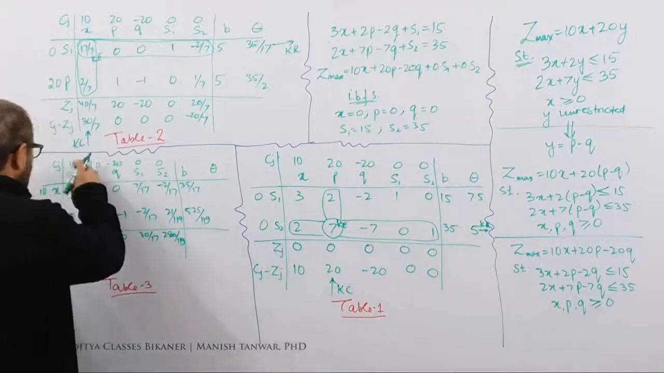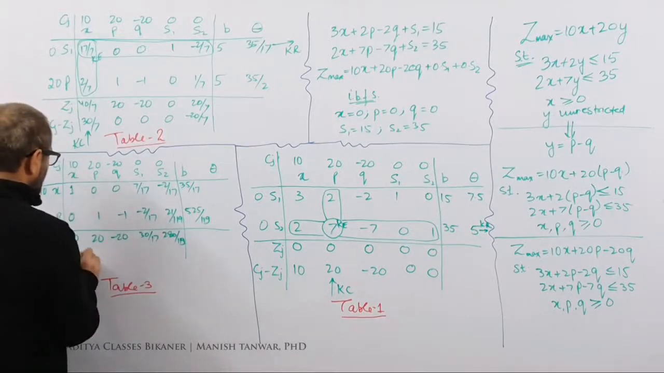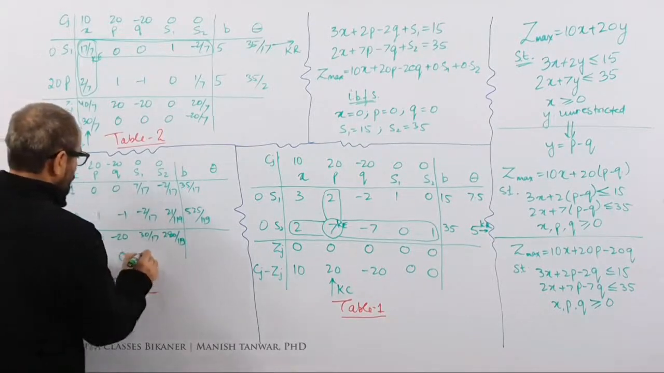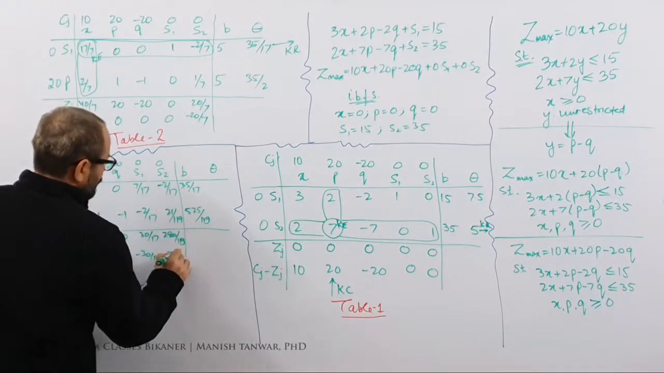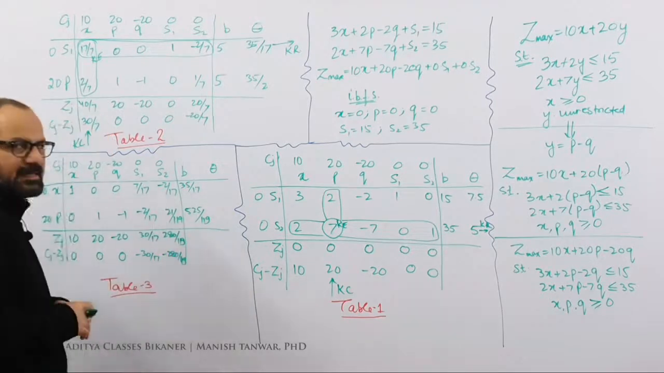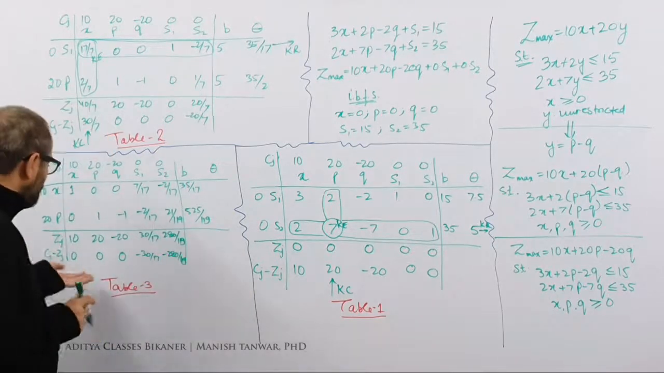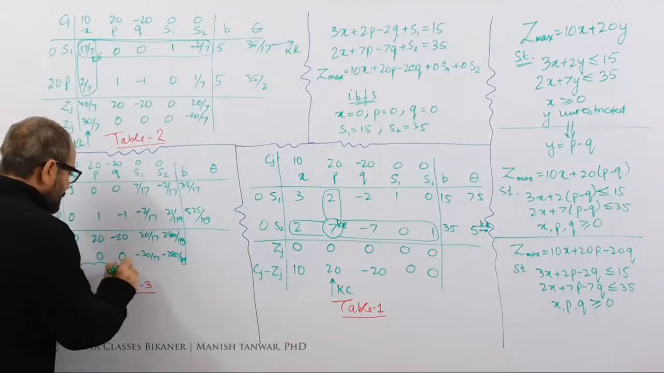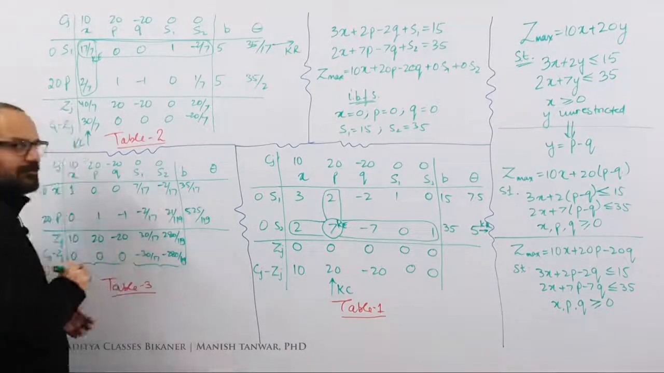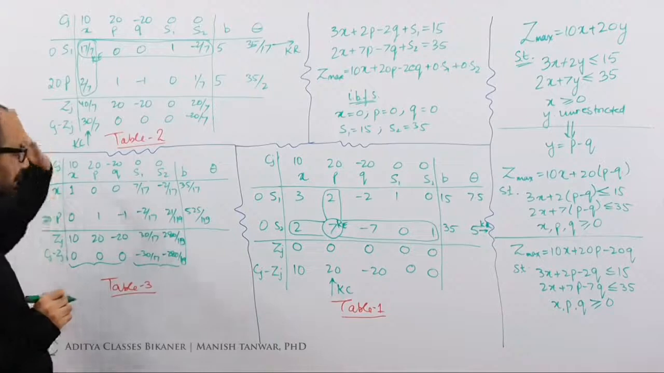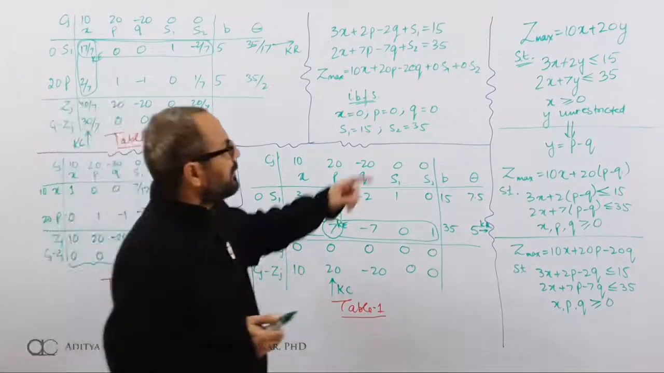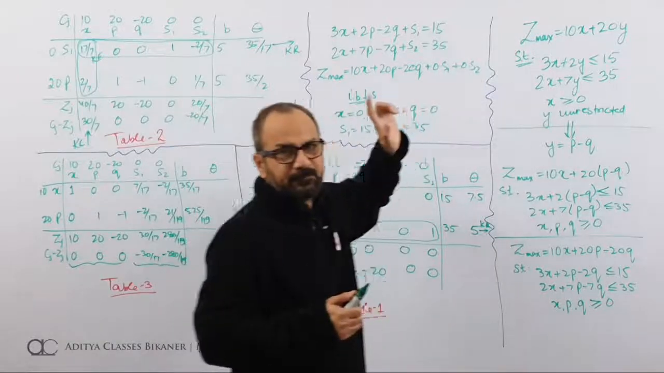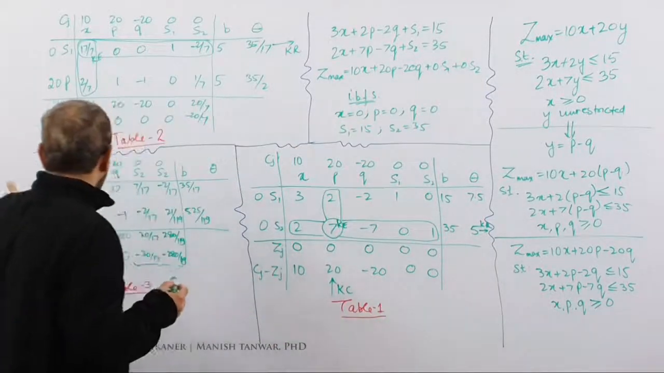You can go in for your subtraction Cj minus Zj, giving you a 0, 0, 0, minus 30 by 17, minus 280 by 119. This is our table 3. And because all these values are either 0 or negative, I can say that this is my optimum solution. This is my best possible solution which will maximize Z. Now, what is the solution over here?